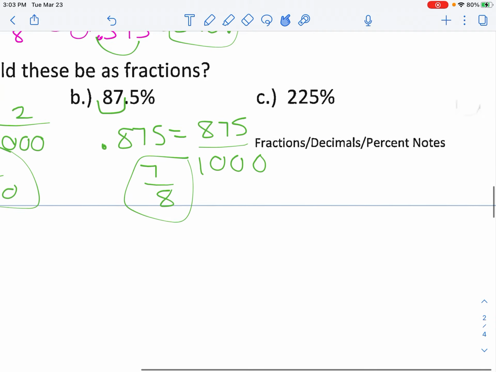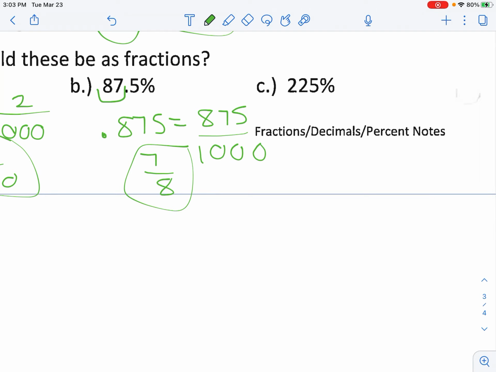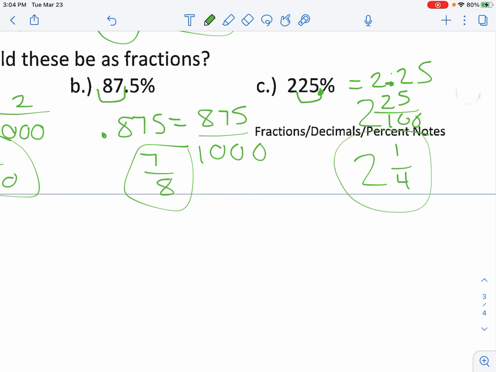Now, if there is no decimal to start with, like in 225%, the decimal always starts behind the number. So add your decimal first, slide it twice to the left. So that equals 2 and 25 hundredths, and that reduces to 2 1/4.